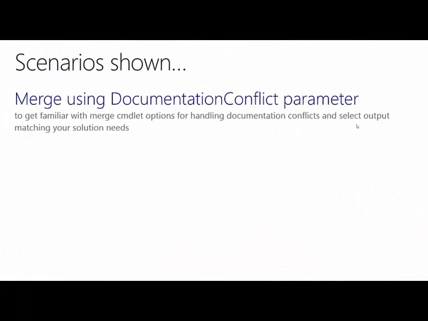So to summarize, in this video we have merged application objects and discussed different options of documentation conflict parameter to resolve documentation trigger conflicts. We've looked at the different values of this parameter and different outcomes of documentation trigger merge depending on the selected value.